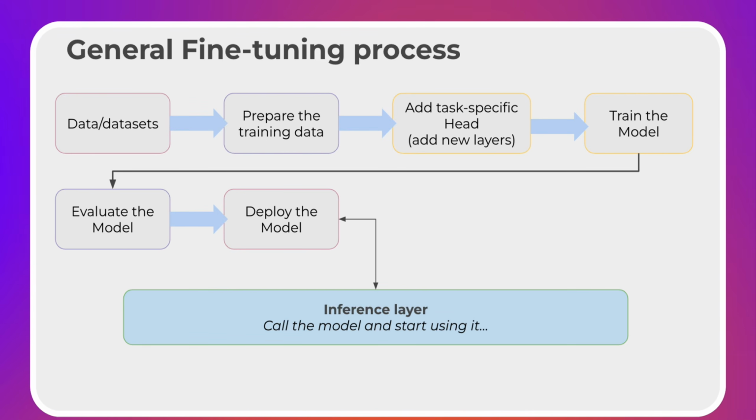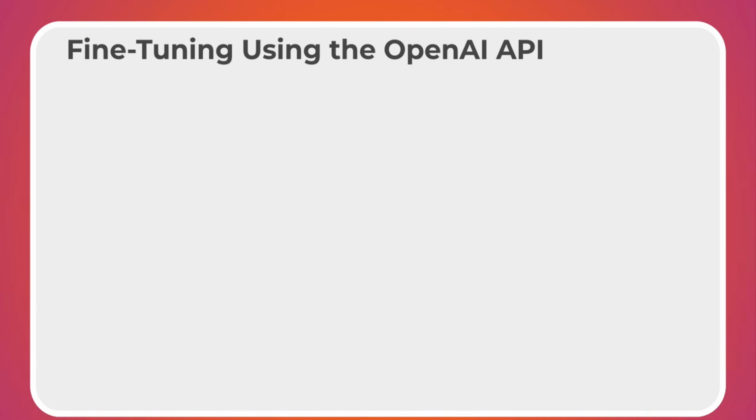And then that model is going to be ready for inference, right? So then we have this inference layer where we can call the model and start using it. Okay? So that is the general fine-tuning process. Now, we are going to be using the OpenAI API to show you how to fine-tune a model so that it is specific to a certain task that you need it to be specific on.